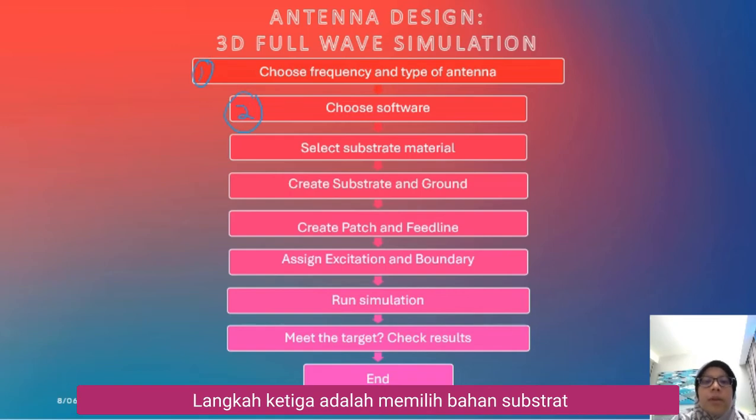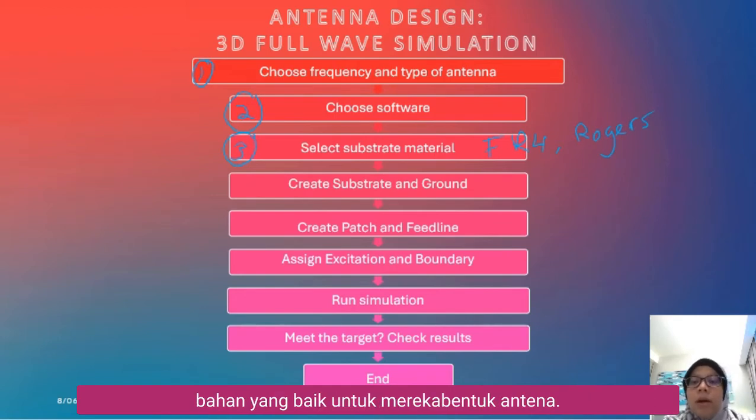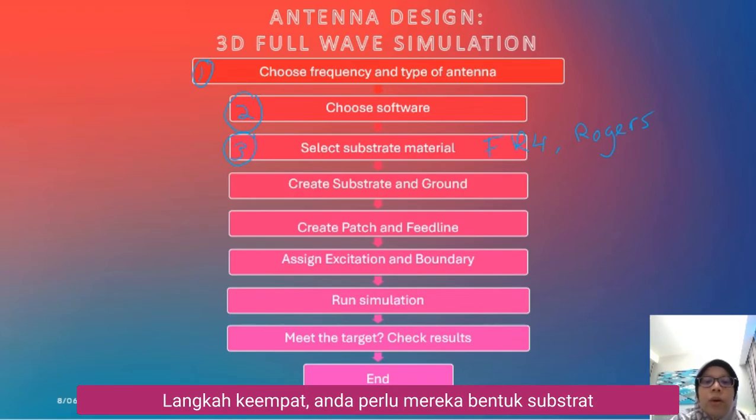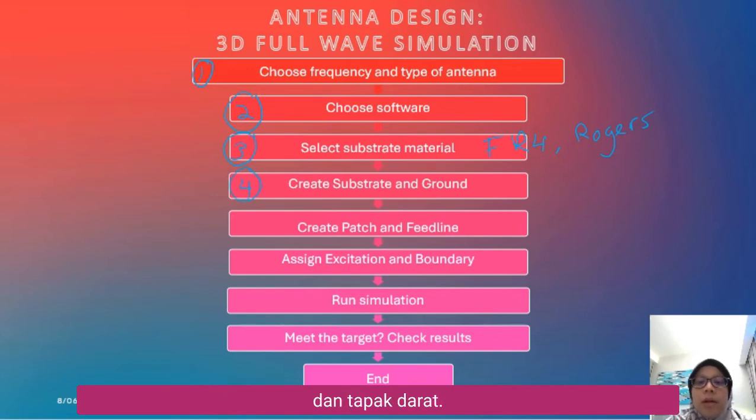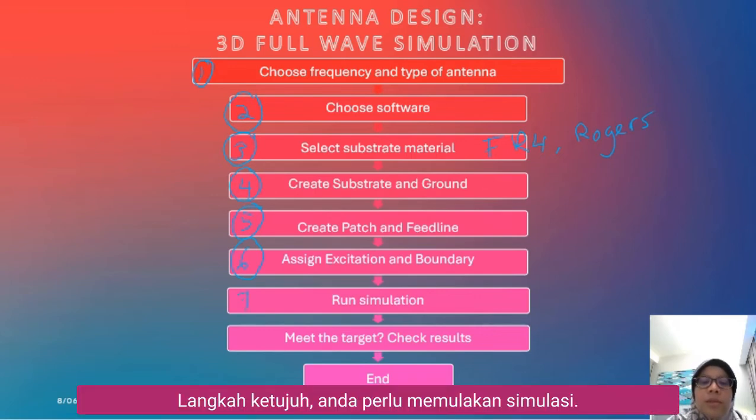And the third step will be you need to select the material, for example FR4 or Rogers. These materials are good selections in order to design the antenna. The fourth one will be you need to create the substrate and ground. The fifth step, you need to create the patch and feed line. The sixth step, you need to assign excitation and boundary. The seventh step, you need to run the simulation.